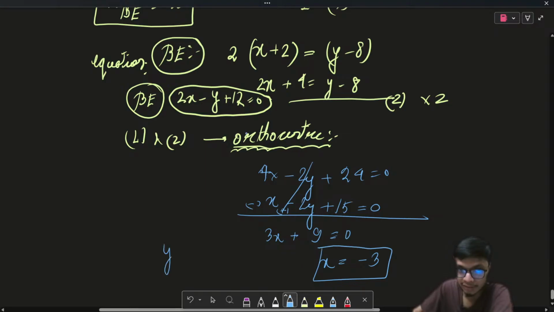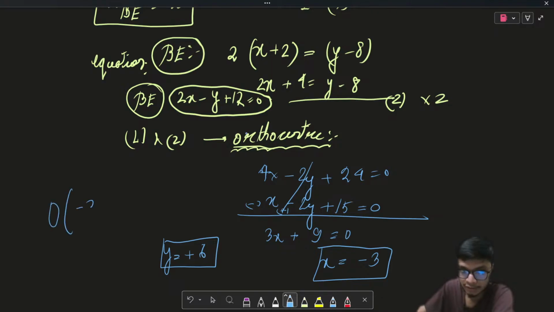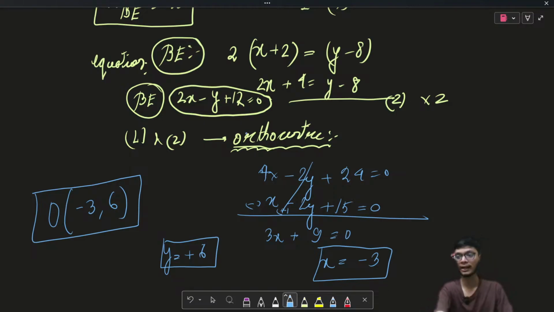Once I get x equals minus 3, y is going to come out as 6. So therefore, the orthocenter is going to be minus 3 comma 6. Is it clear to all of you? Is this part clear? Are you all able to get to this answer?